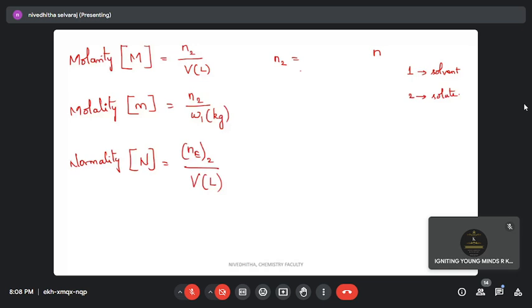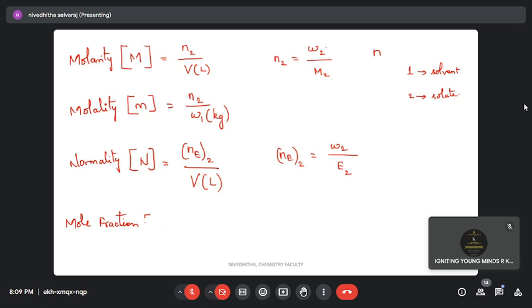So we have seen the formula of molarity, molality, normality, and finally mole fraction. How should I express mole fraction? What alphabet should I use? X. Very good, it is X.